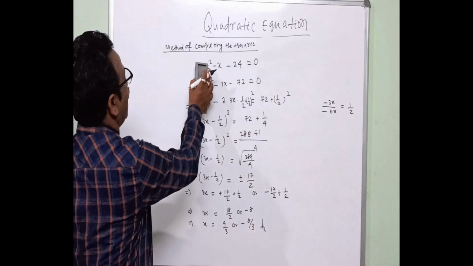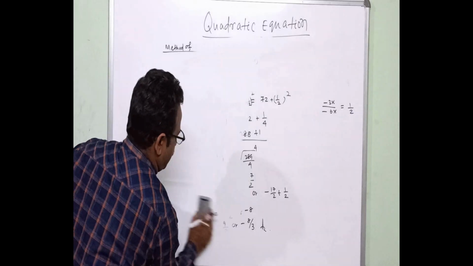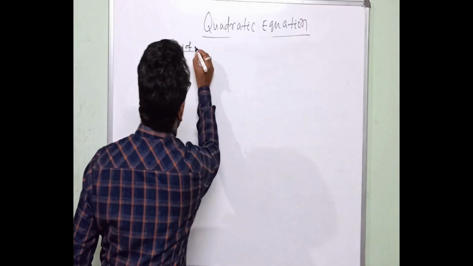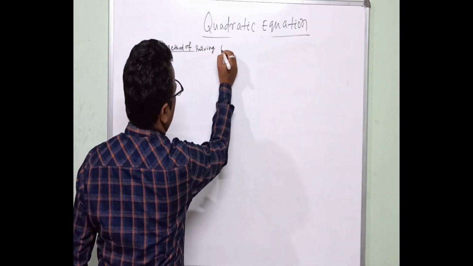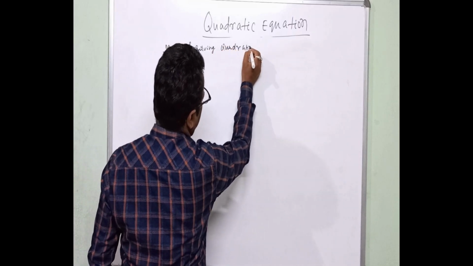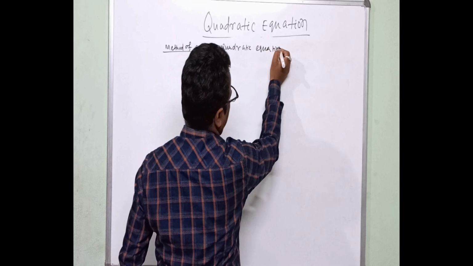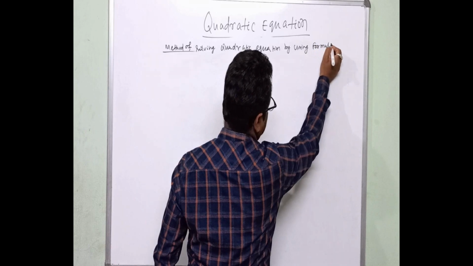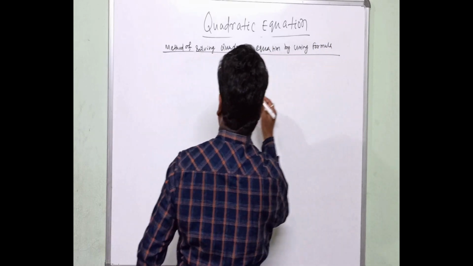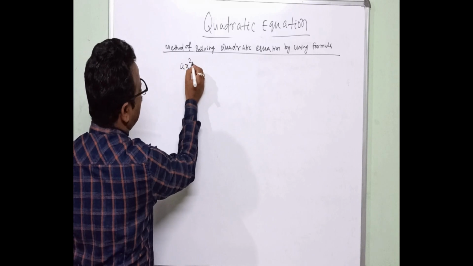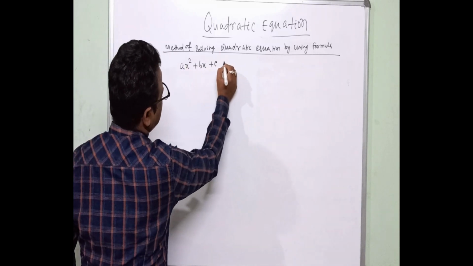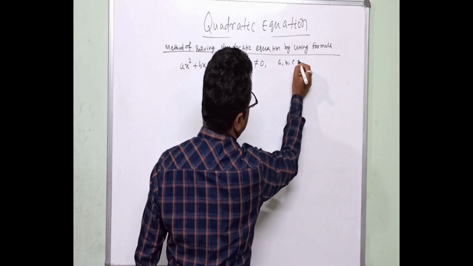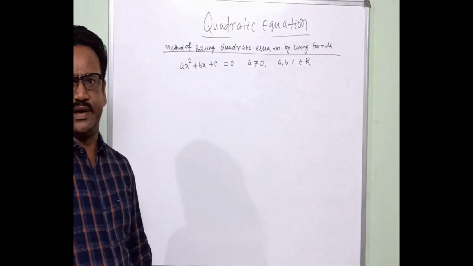So let us start the method of solving quadratic equation by using formula. Now we know ax square plus bx plus c is equal to 0, where a is not equal to 0, a, b, c belong to the set of real numbers.